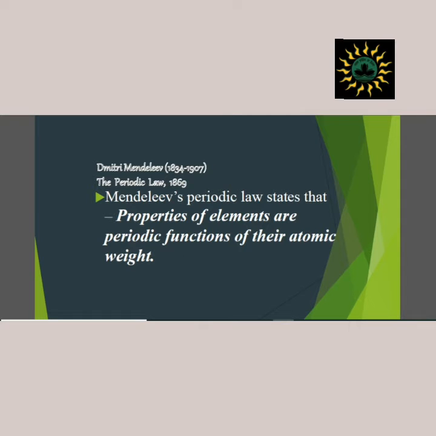The Russian scientist Mendeleev was the first to make a very significant contribution to the formation of the periodic table. The year of the periodic law was 1869. Last year, 2019, we celebrated the 150th year of the periodic table, because Mendeleev first showed this periodic table. So he is known as the father of the periodic table.